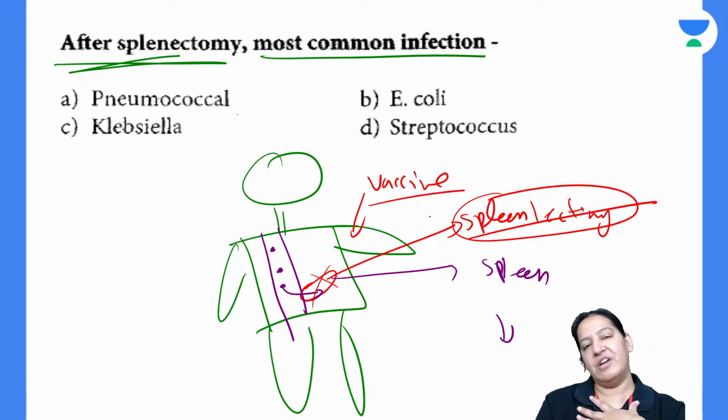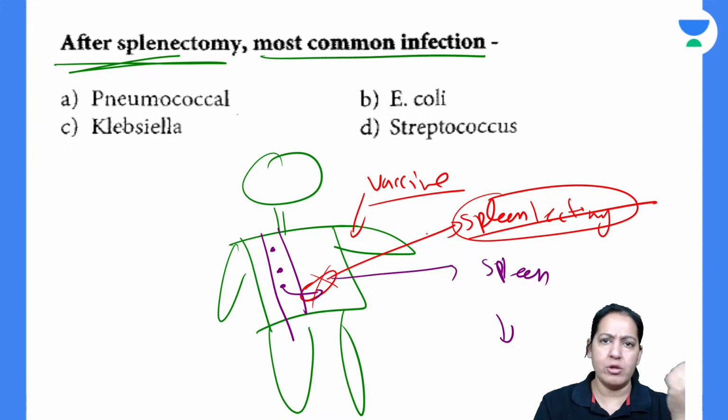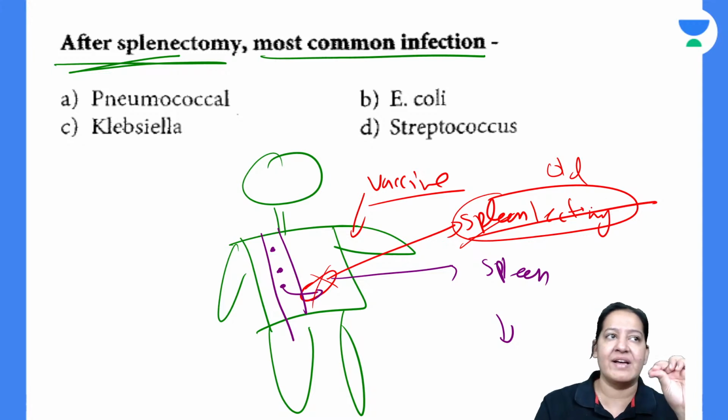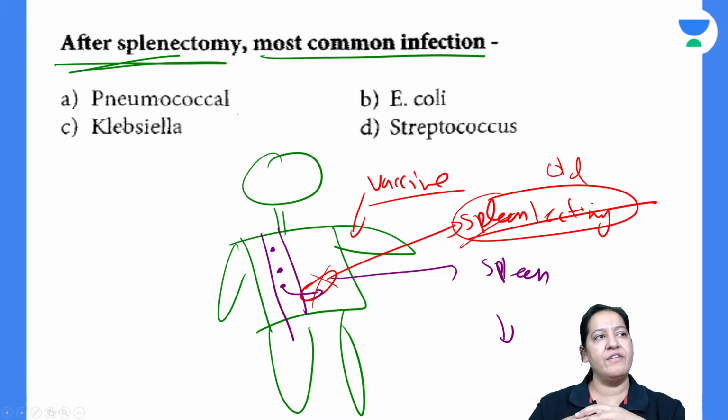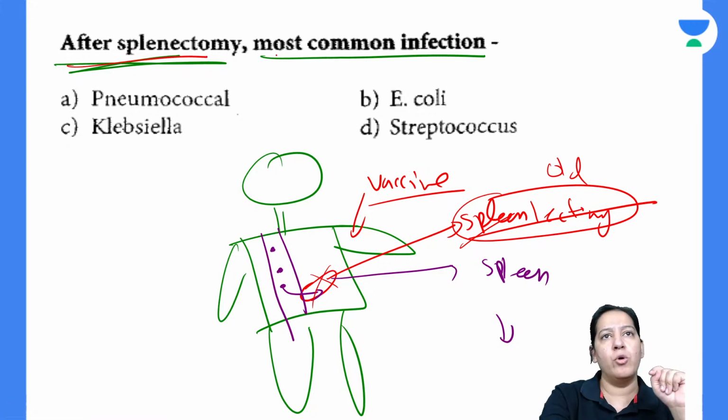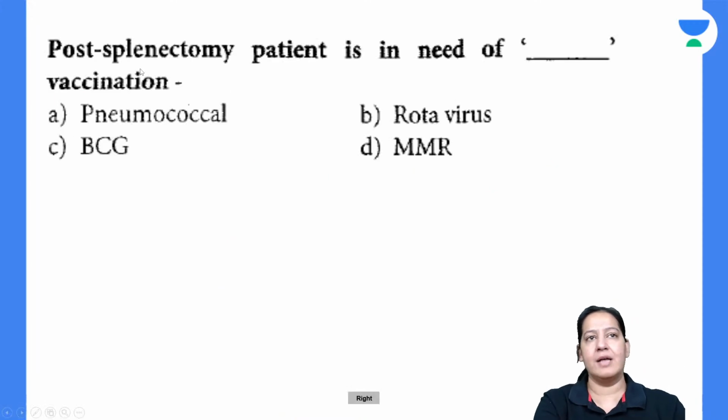So I am not vaccinated for pneumococcus, to be frank. Maybe you are also not vaccinated. Not everyone is. Are you vaccinated for pneumococcus? No, no one is. Only persons at high risk, that is splenectomy persons or old age persons, are given the pneumococcal vaccine. Give me a thumbs up. So what is the answer here? After splenectomy, most common infection occurs in the person. The answer is A. It is pneumococcus.